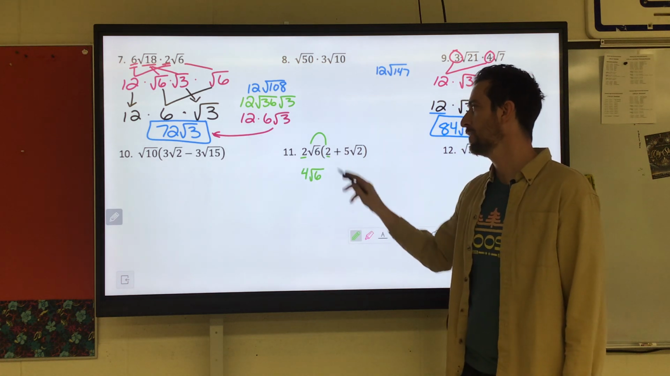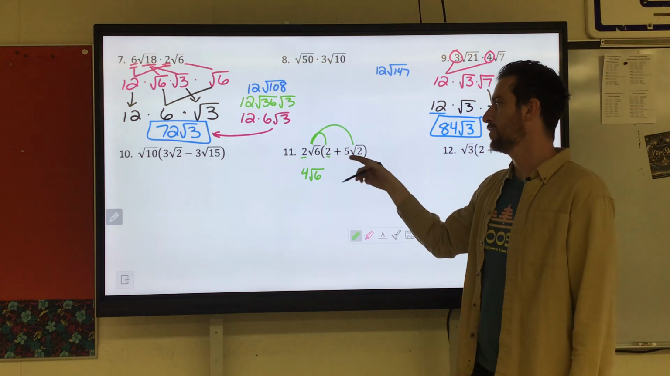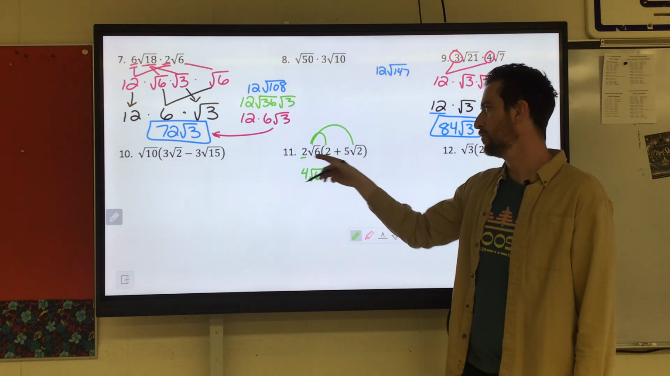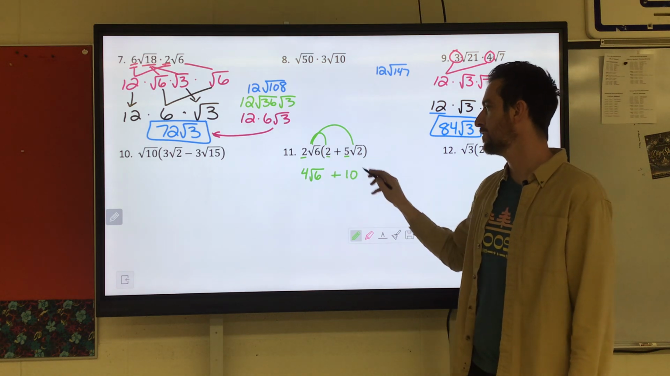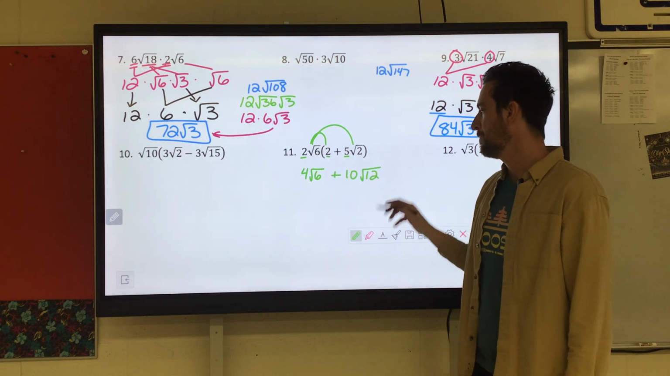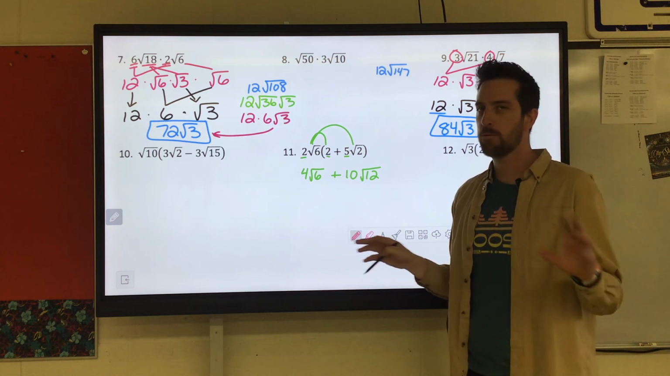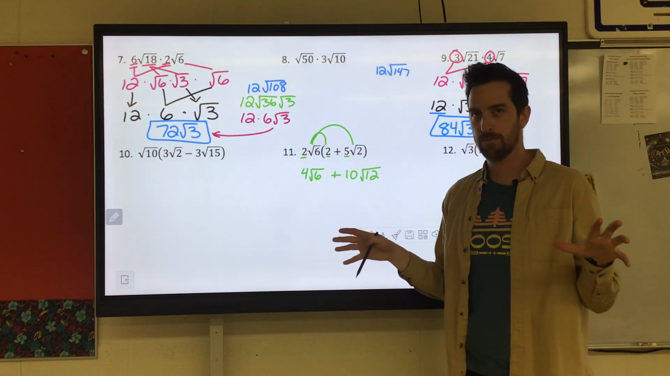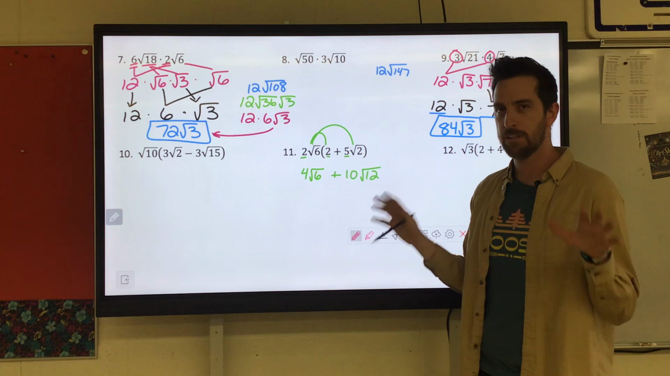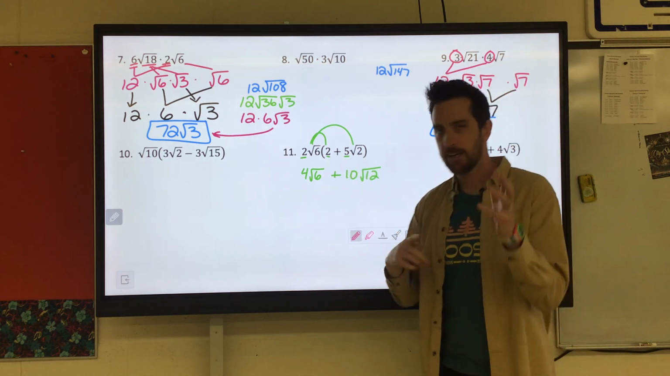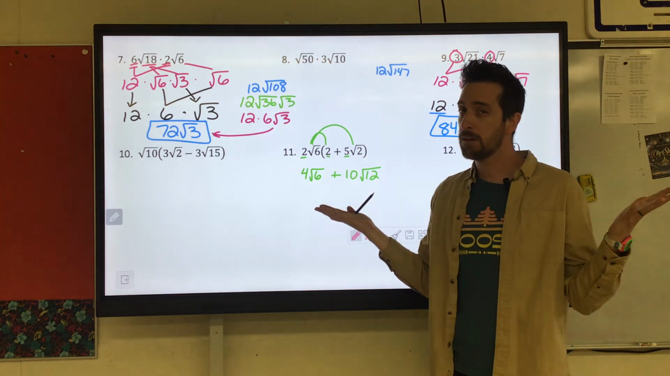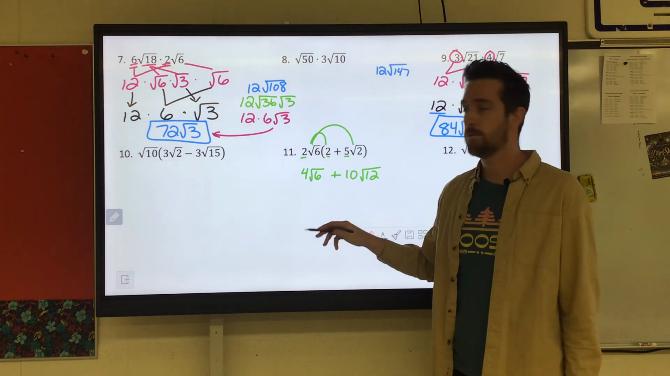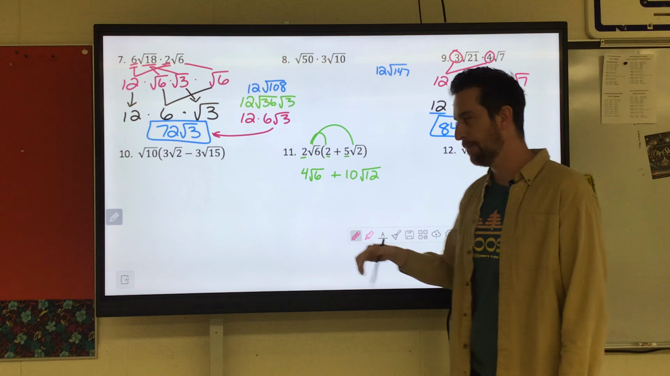4 root 6. Now we got to do 2 root 6 times 5 root 2. Well, 2 times 5 on the outside is 10. In the radical, 6 times 2 is 12. And we have to break these down because remember, we can't add them or subtract them if they have different radicals. They have to be the exact same. So we take it down with all the perfect squares that we can, and then maybe we can combine them later. 6, there are no perfect squares, so we'll leave that for now.